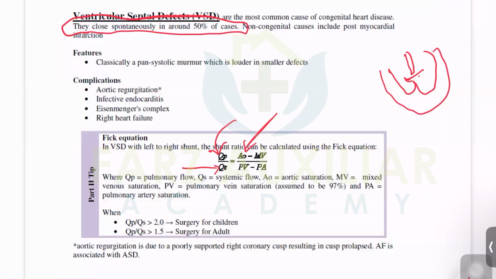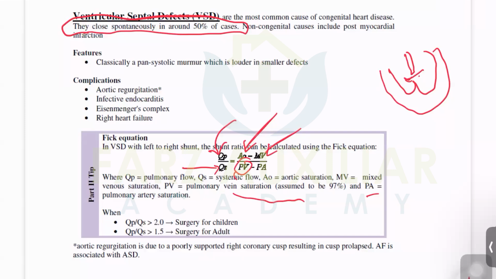Aorta is aortic oxygen saturation. MV is mixed venous saturation. These are all taken by the pulmonary artery catheter. PV is pulmonary venous saturation, which is almost the normal saturation that we see, and PA is pulmonary arterial saturation. You can get these figures only from pulmonary artery catheterization, not done very routinely these days. But to calculate, if this shunt ratio is more than 2 in children, it is a cutoff for requirement of surgery, and in adults, the cutoff is 1.5 and more.